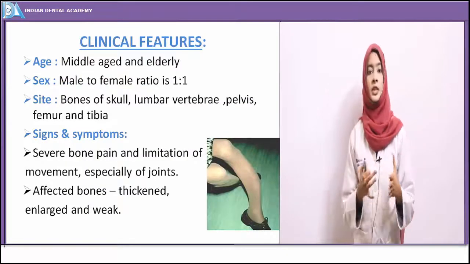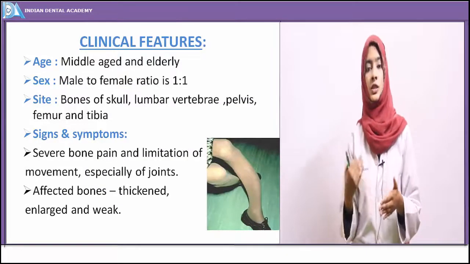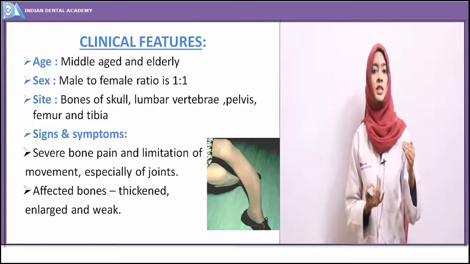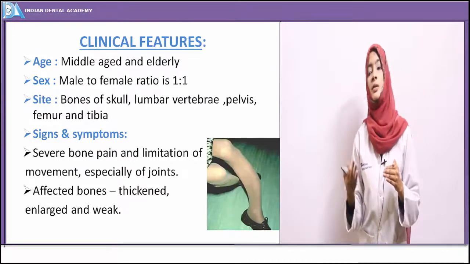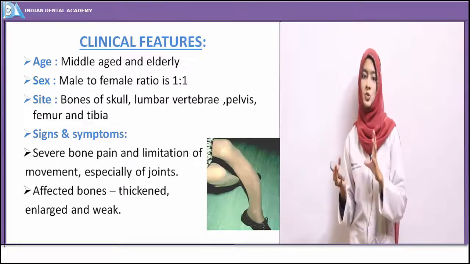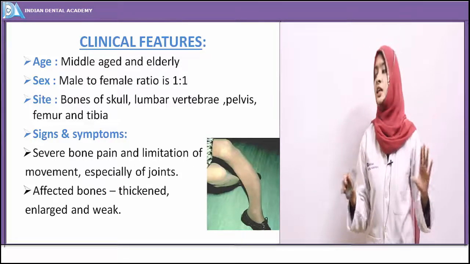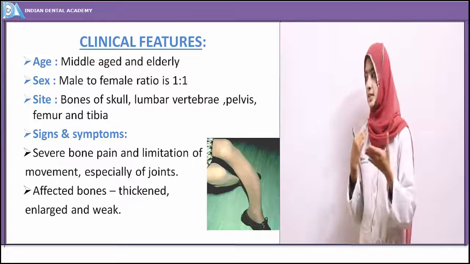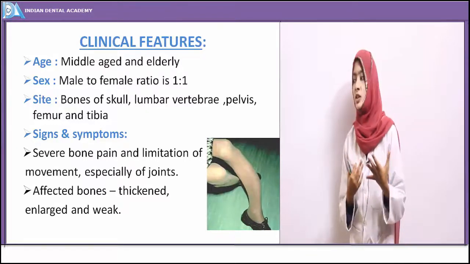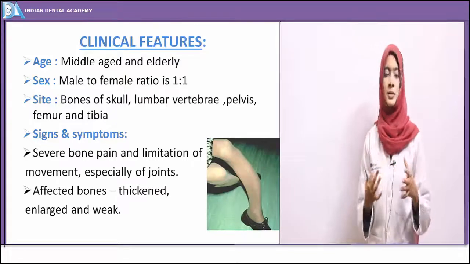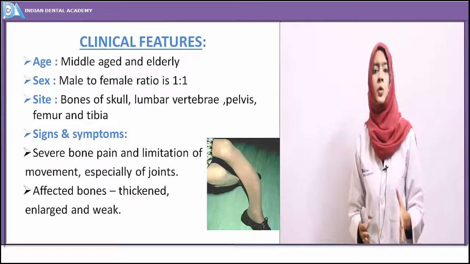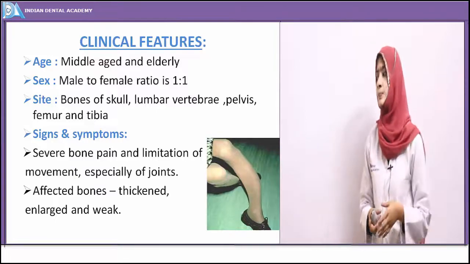Coming to the clinical features of Paget's disease, it is seen in middle-aged and elderly individuals only, and the male to female ratio is 1:1, that is, equal predilection. More commonly the bones of the skull, axial skeleton, lumbar vertebrae, pelvis, femur, and tibia are affected. It affects all of the major bones, proximal bones, and the skull more commonly.